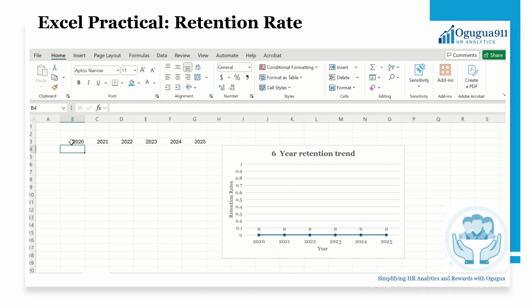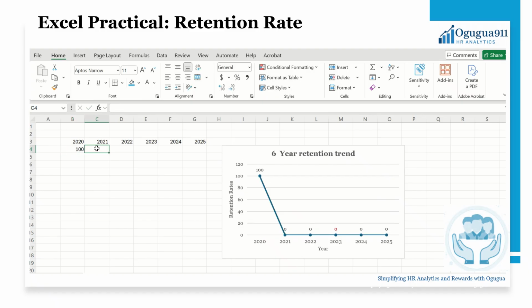So we say, okay, in 2020, let's say we had 100%, and then in 2021 we had 95, and in 2022, let's say 70, and 2023 65, and 2024 let's say we have 70, and 2025 we just had 86 right now. So this is what our retention trend is showing us. It shows that the company started off on a good note, but somewhere in 2021 there was a dip, and a further dip in 2022, and even worse off at 65.